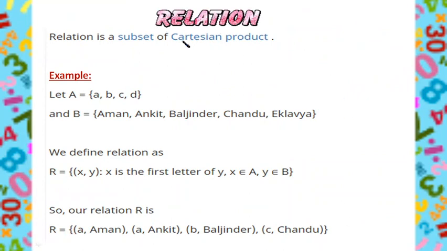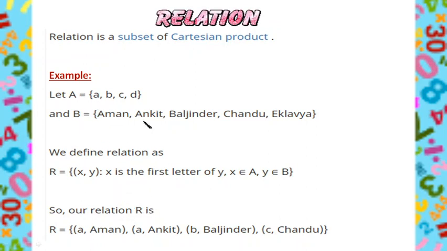Now let's talk about relation. Relation is basically a subset of Cartesian product. Let's take set A as a, b, c, d. We have taken some alphabets here, and in set B we have taken a few names. And we define the relation as R = (x, y), where x is the first letter of y. x belongs to set A, meaning out of these four alphabets, and y belongs to set B, meaning out of these five names. Now our relation R is, let's take first alphabet a.